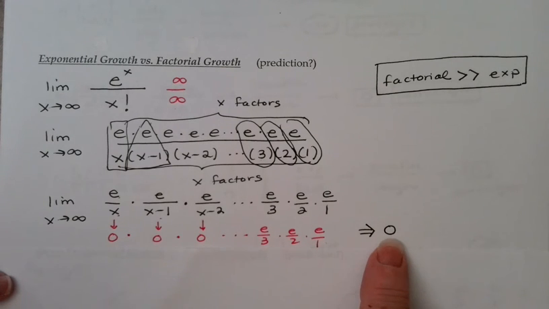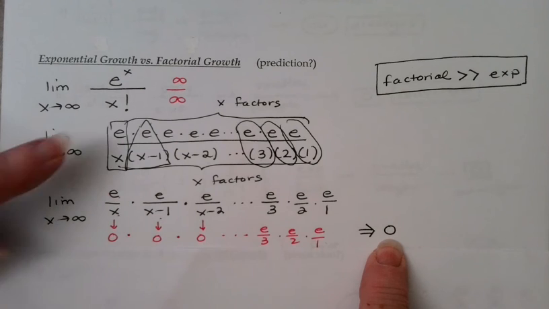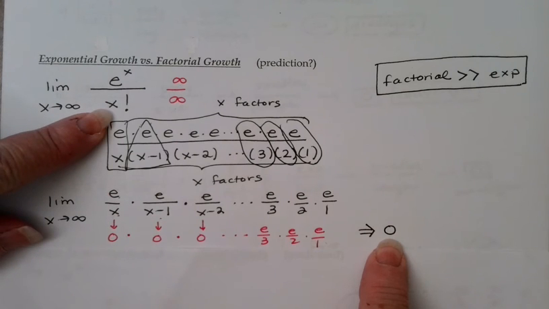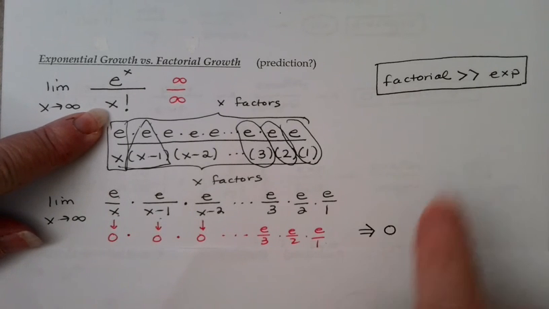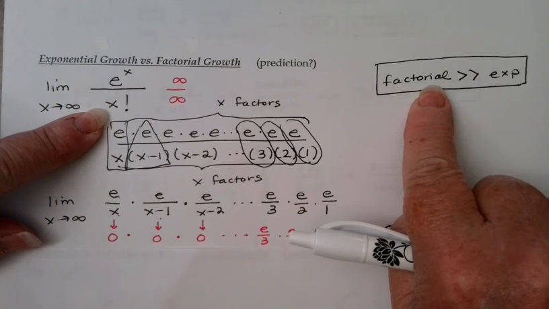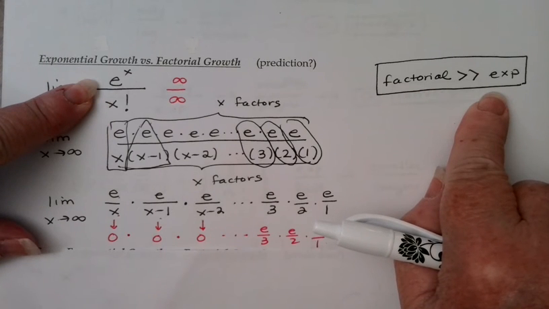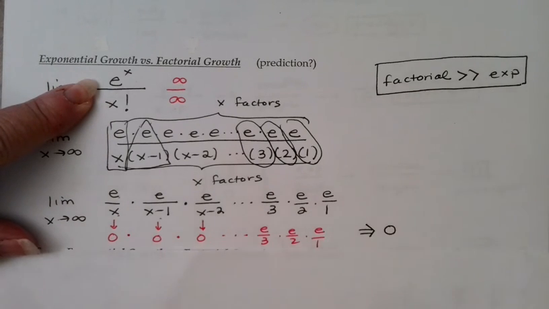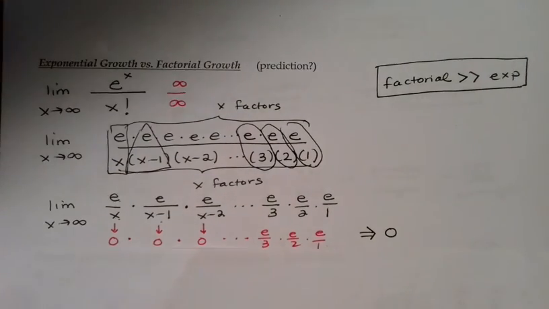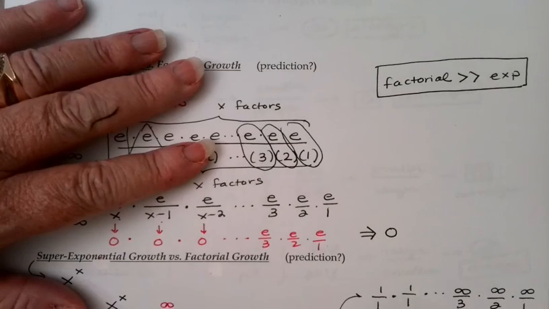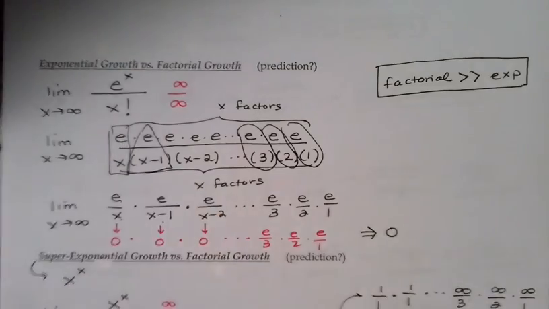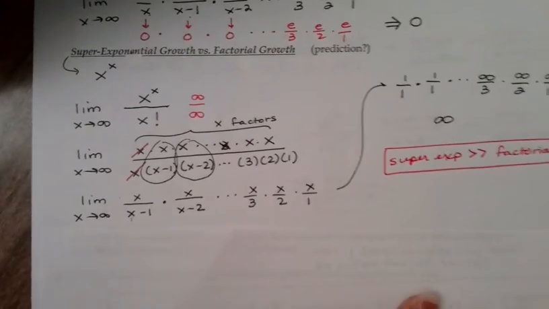So with a limit of 0, the faster growth rate was on the bottom. The factorial function has a faster growth rate than the exponential function. All right, one more.